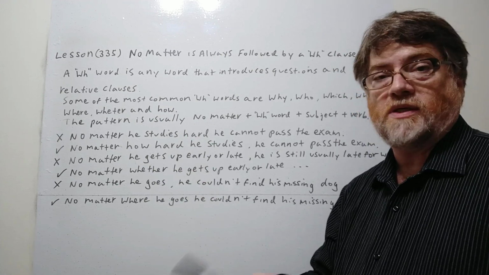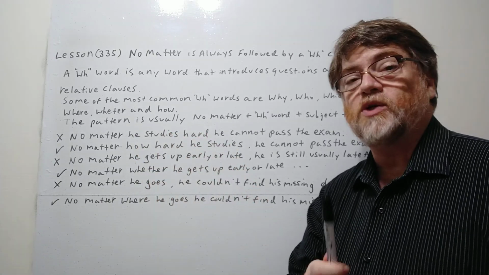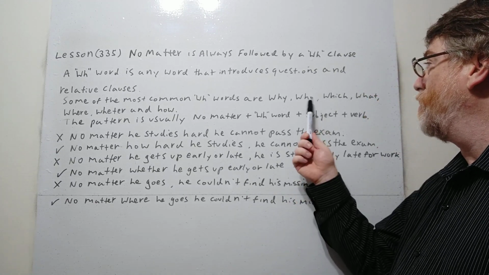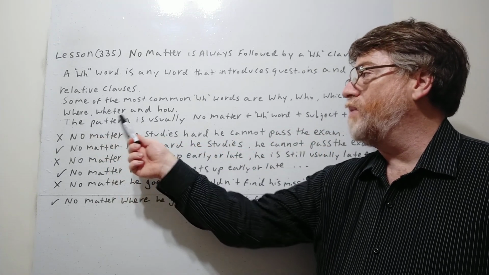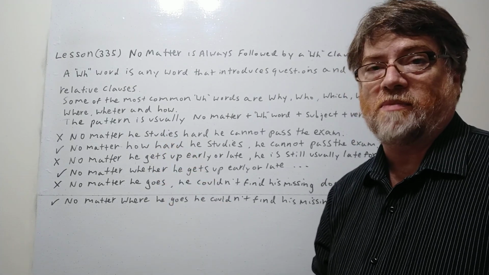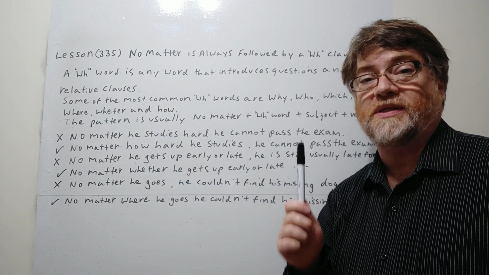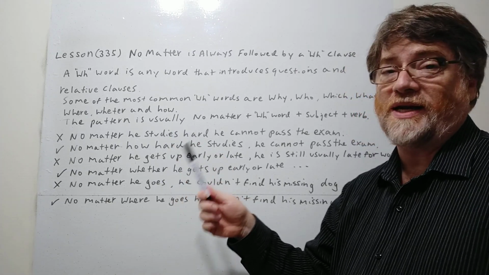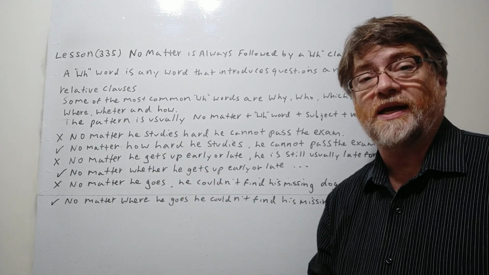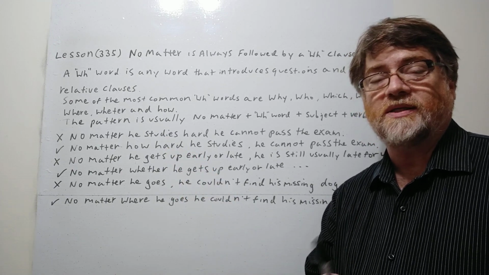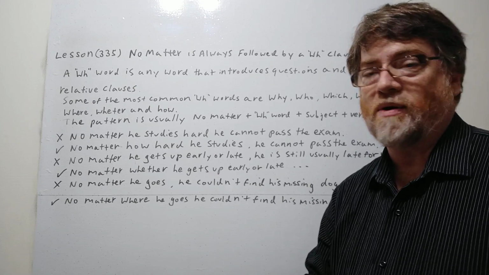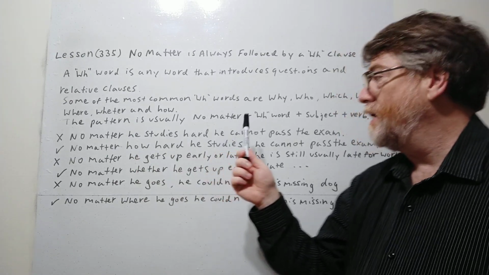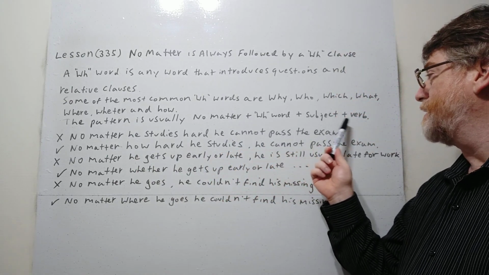Okay, good. Let's continue. Some of the most common WH words are, these are really, really common ones: why, who, which, what, where, whether, and how. So now you see why they call them WH words, the majority of them actually do begin with WH. Except for how, although how does have a W and an H in it, but the W is at the end and the H is at the beginning. But how is considered to be a WH word. Okay. Anyway, let's continue. The pattern is usually no matter, plus the WH word, plus the subject, plus the verb.